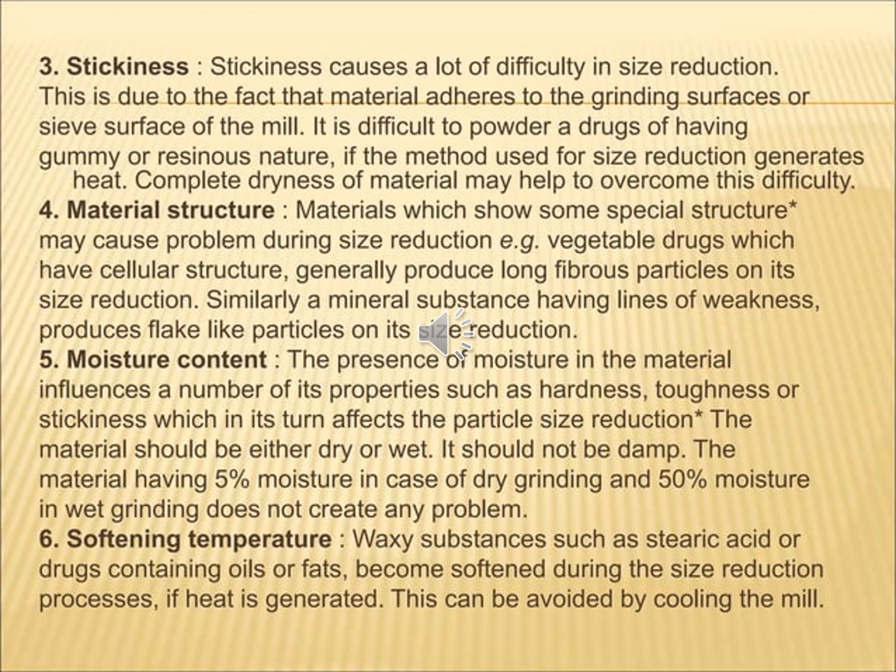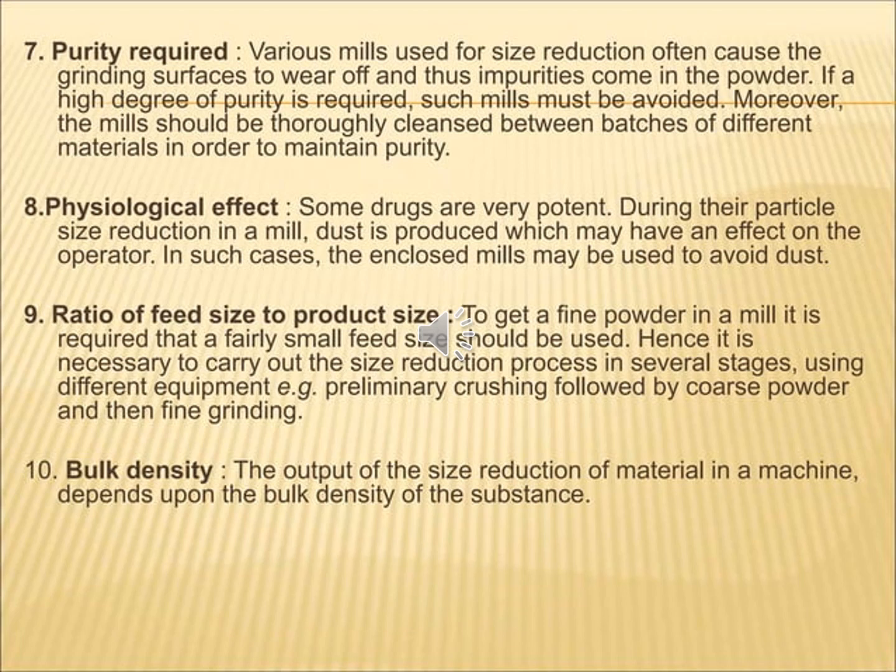Softening temperature. Waxy substances such as stearic acid or drugs containing oils or fats become softened during the size reduction process if heat is generated. This can be avoided by cooling the mill. Purity required. Various mills used for size reduction often cause the grinding surface to wear off and thus impurities come in the powder. If a high degree of purity is required, such mills must be avoided. Moreover, the mills should be thoroughly cleaned between batches of different materials in order to maintain purity.